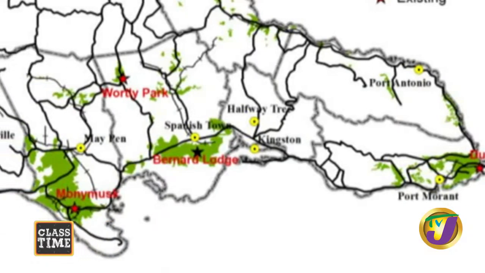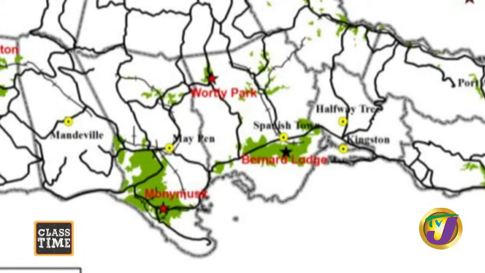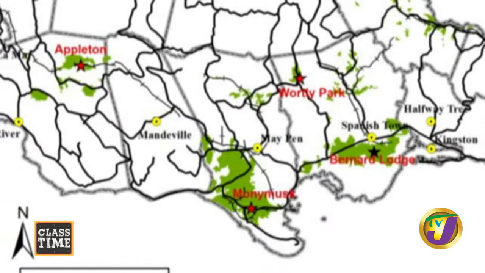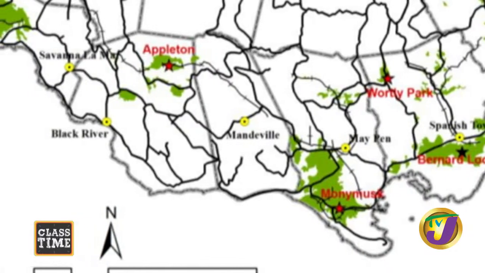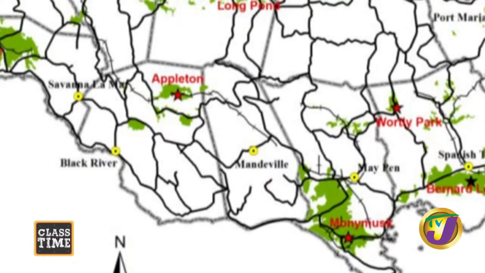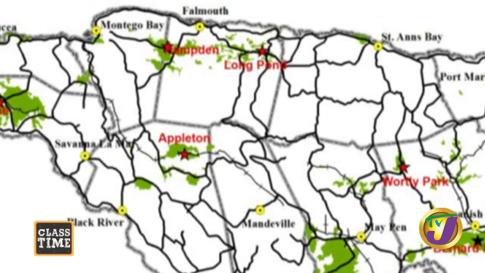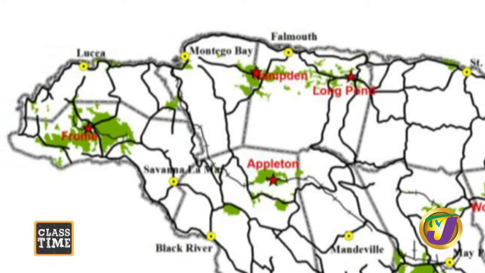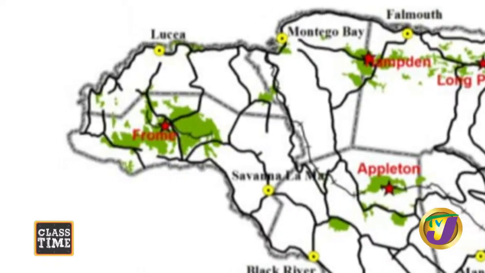So most of them are red stars, and you'll notice in areas like Worthy Park, for example, there's a factory there. In Bernard Lodge, there's a factory there. Money Musk in Clarendon. So Bernard Lodge is in St. Catherine, and Worthy Park, those are common sugar estates in St. Catherine. Money Musk in Clarendon, and then we can go all the way over to the western end of the island in Westmoreland, where we have a very large sugar plantation, the Frome Sugar Estate, right? And of course, historically, these factories were located on the estate.